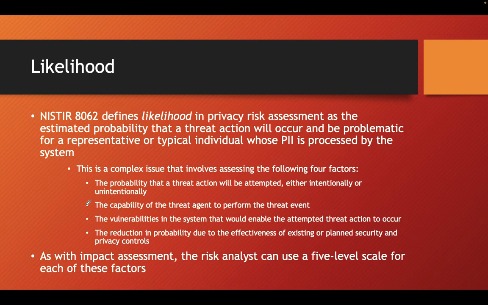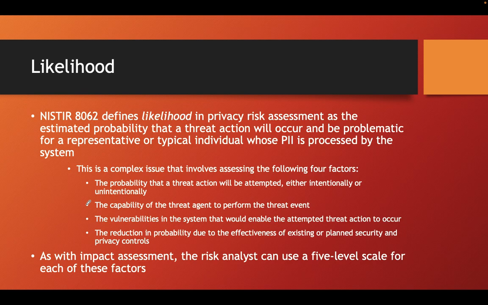The third level is the vulnerability in the system that would enable the attempted threat action to occur. How vulnerable? Look at all the facets and all departments in the organization. How vulnerable is the organization to this attempted threat by these people? Then the fourth one is the reduction in the probability due to the effectiveness of existing or planned security and privacy controls. The controls you have in the system have reduced the probability or the likelihood of attack on the entire system. So these are the 4 factors that are used for assessing the likelihood of the attack occurring in the system.